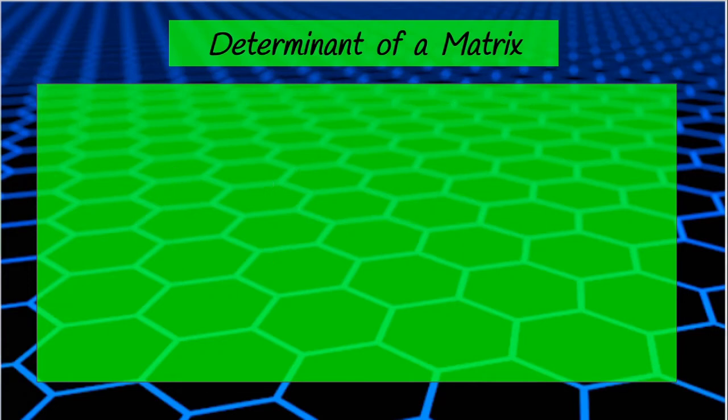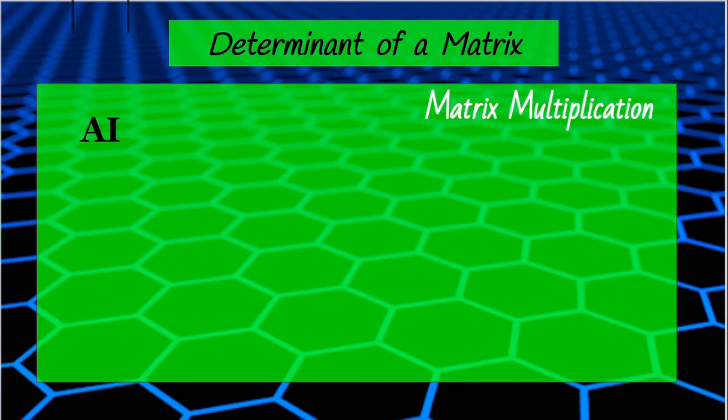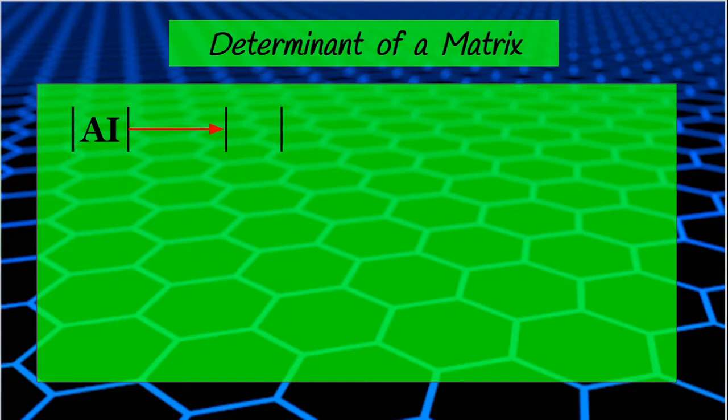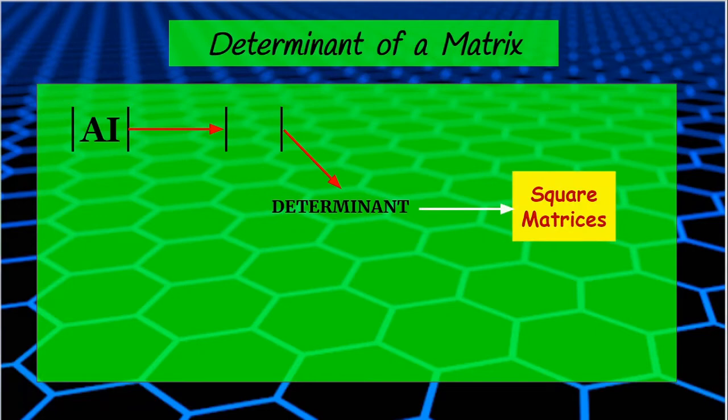Now, if the next part had asked us to find just AI, we would know that we are dealing with matrix multiplication. But since we have these two strokes surrounding AI, we should know that these two strokes represent what is called determinants. It is important to note that you can only find the determinant of a square matrix, and the method for finding the determinant of a 2 by 2 matrix is different from the method for finding that of a 3 by 3 matrix.